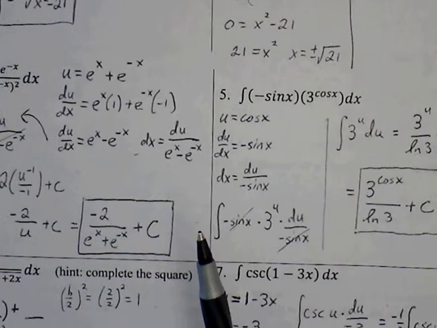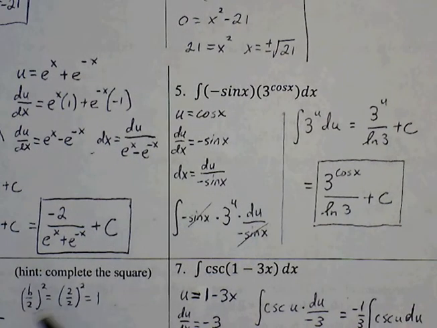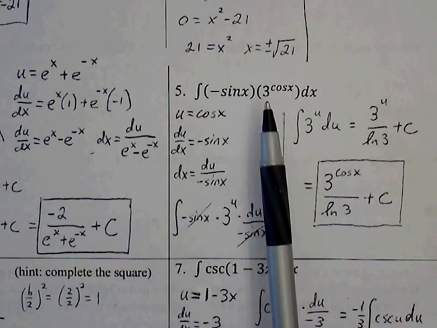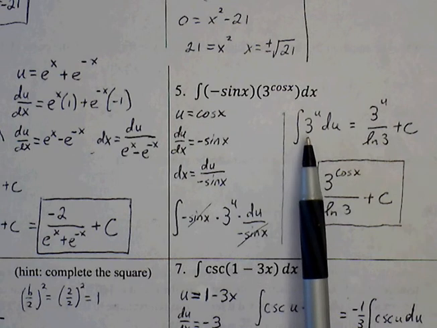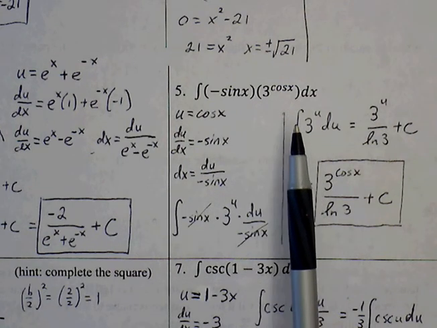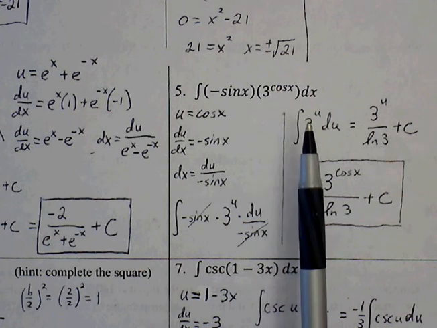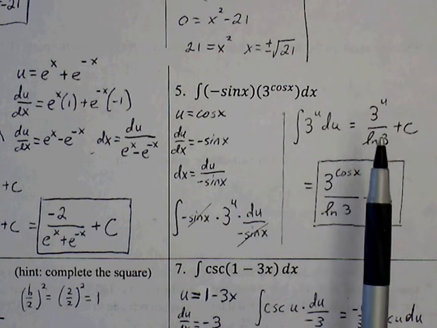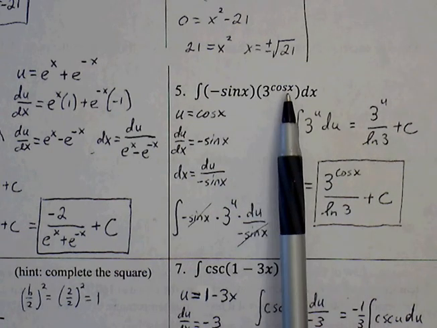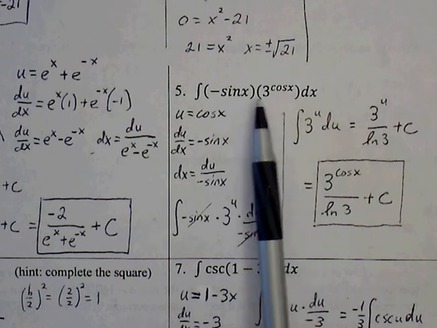All right, number 5. We have negative sine of x times 3 to the cosine of x dx. Now, if you can look at this problem and see that this is going to be a match for the rule a to the u. So the rule for a to the u is a to the u over natural log of a plus c. So our a value is 3. Our u value is the exponent, cosine. So we go through that.